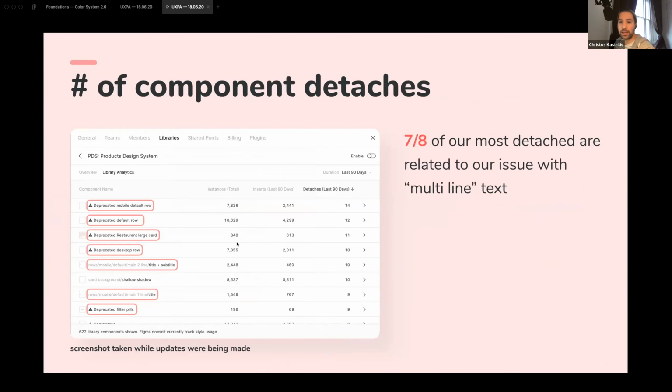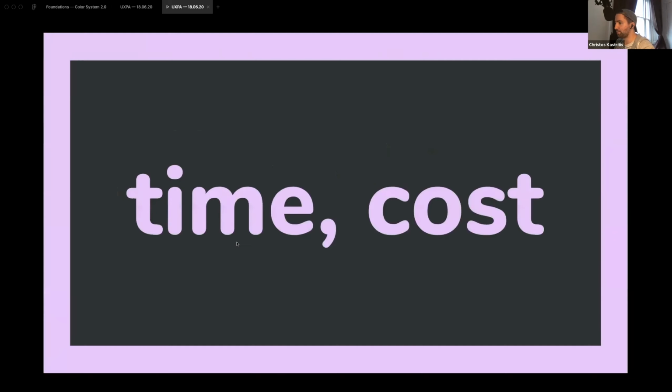And I could also validate this further by looking at the number of component detaches. So we can see at a snapshot what components are being detached, and how much. And what was interesting was 7 out of 8 of my most detached components were all related to that multi-line text issue that I mentioned before and that had come up in research. Further validating the problem, further giving us a need to go and fix that. And it was quite a nice feeling being able to do that.